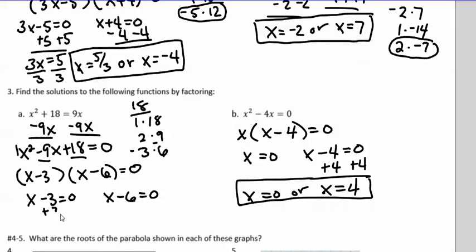So this one, I'm going to add 3 and get x equals 3. This one I'm going to add 6 and get x equals 6.